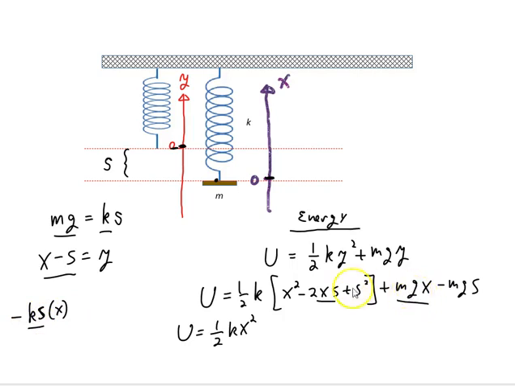With the plus mgx, those terms cancel, right? And now what I have left is 1/2 ks squared and minus mgs. And I can manipulate these a little bit more, but the point is they're constants.